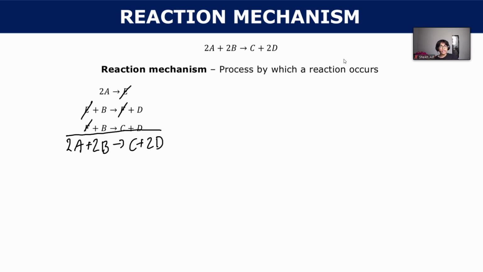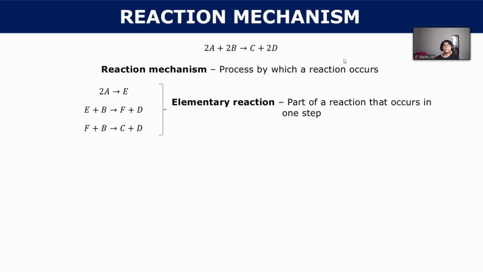An important thing about reaction mechanisms is that they're created. We don't really know them for sure. We create them to kind of explain how a reaction occurs. Now, these little mini reactions are what we call elementary reactions. So elementary reactions are part of a reaction that occurs in one step. These are going to occur in one step because, again, we have a bimolecular reaction. And you're not having those termolecular reactions that would be very, very uncommon.